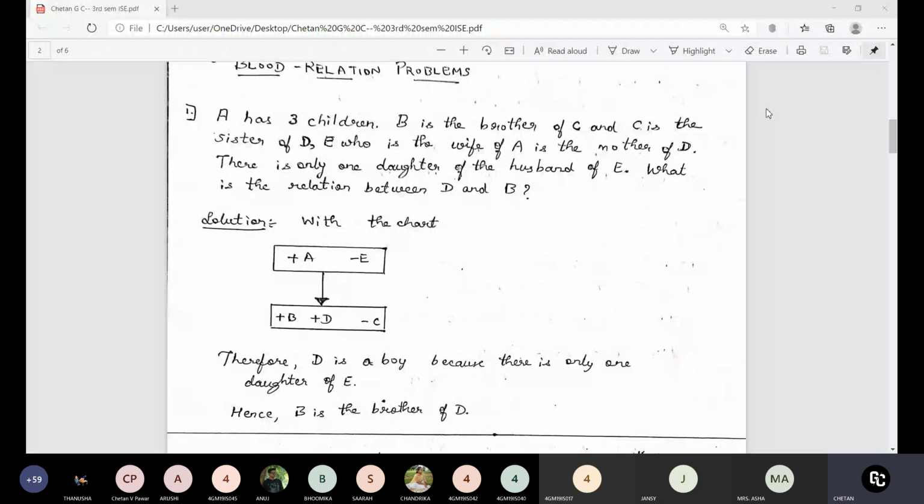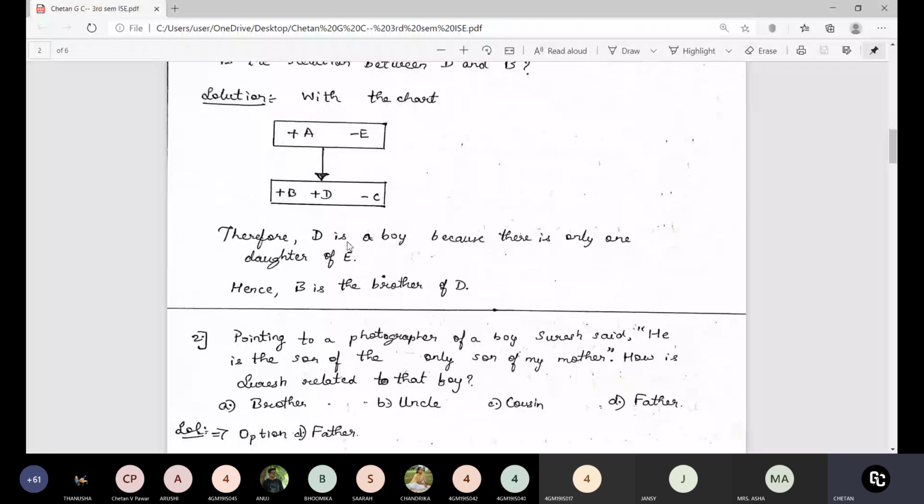One minute. So since we can find the solution by implicating the chart, here males are denoted by positive sign and females are denoted by negative sign. Since husband and wife, that is both A and E, have three children, here B and D are boys, so therefore B is the brother of D, and because only C is the daughter, B and D are related as brothers, so B will be the brother of D.